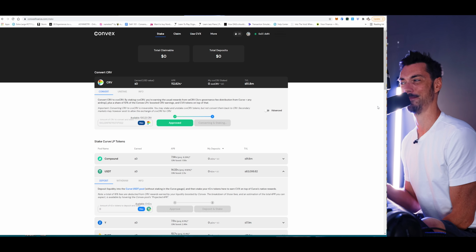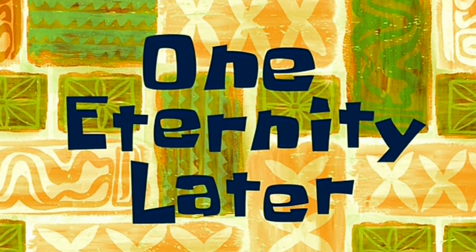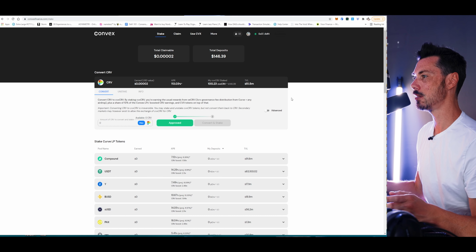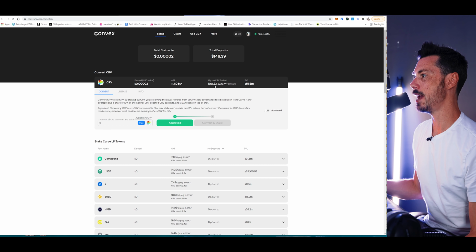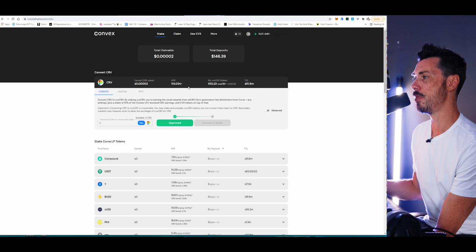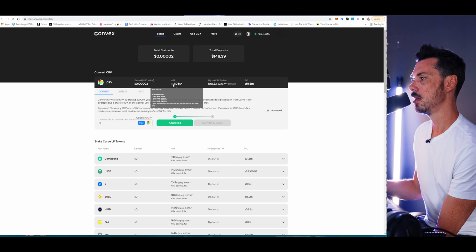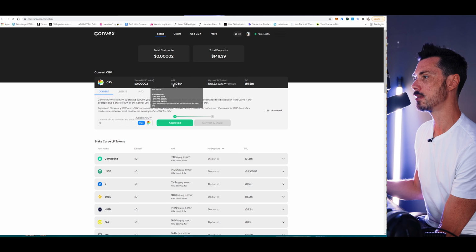And now we wait. One eternity later. Okay, that is now completed. So if we look at the dashboard now, we can see up here, it says my CVX CRV state, 100.23 CVX CRV. Tells me the APR, which is 113%. And it's breaking that down in terms of all the different things that are contributing to that return.